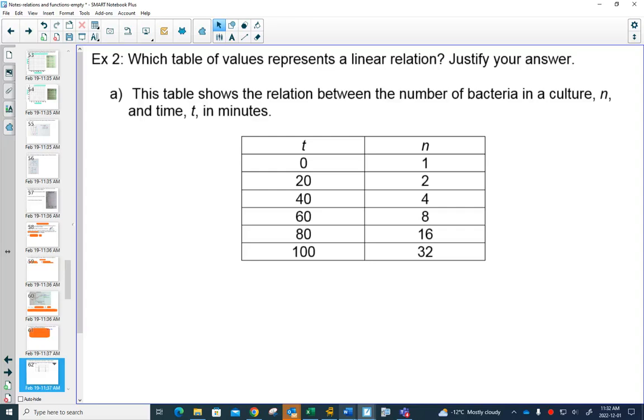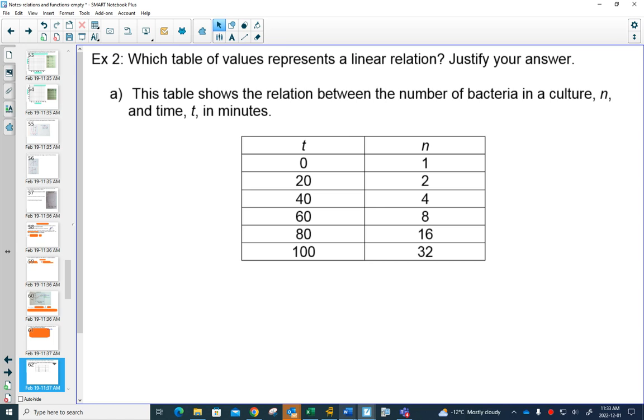So here we have a relation. One of the ways that we could get a relation is a table of values. You have your x value, or in this case it's t, but this is your independent value, and this would be your dependent value. Does this make a straight line? Well, we could draw a graph to find out. That could be one way to tell if it makes a straight line.